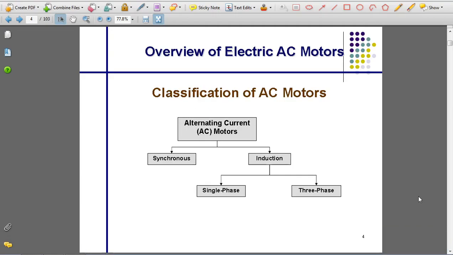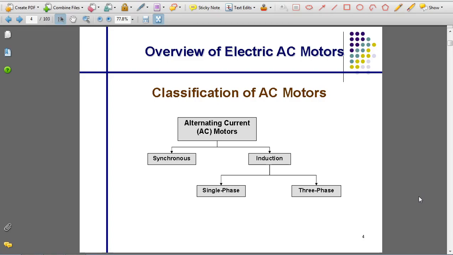Classification of AC motors. Basically, AC motors can be divided into 2 main categories, which are synchronous motor and induction motor. The synchronous motor is a motor that has the rotational speed of the stator, Ns, equal to the rotational speed of the rotor, Nr or Nm. So they don't have any slip speed or any difference in speed between Ns and Nr, meaning to say Ns is always equal to Nr.